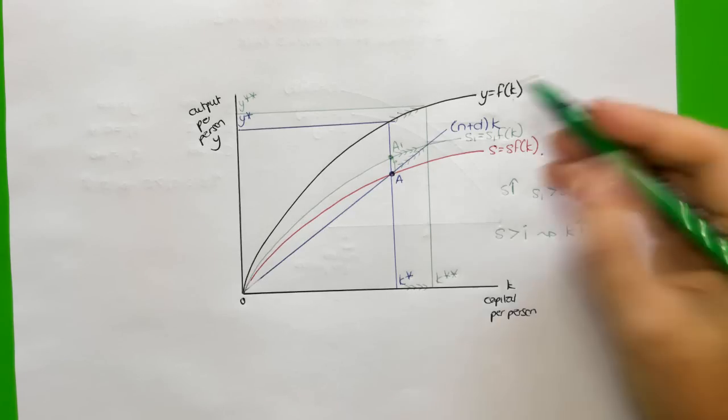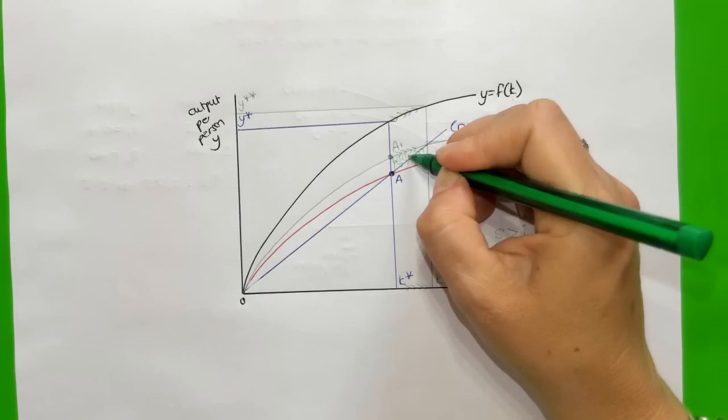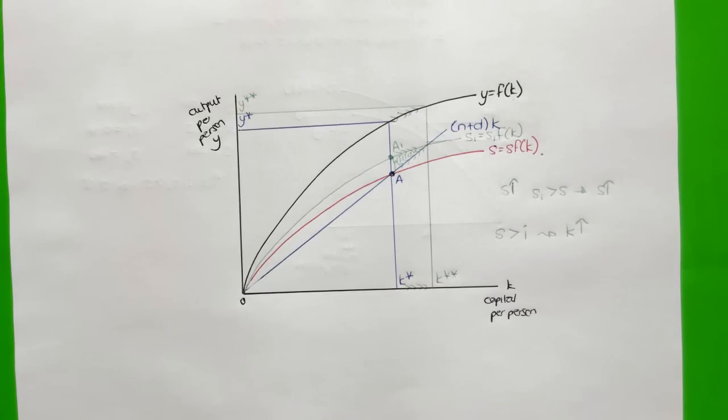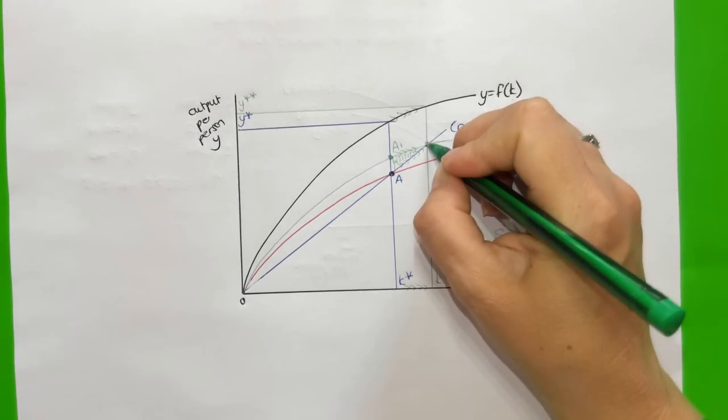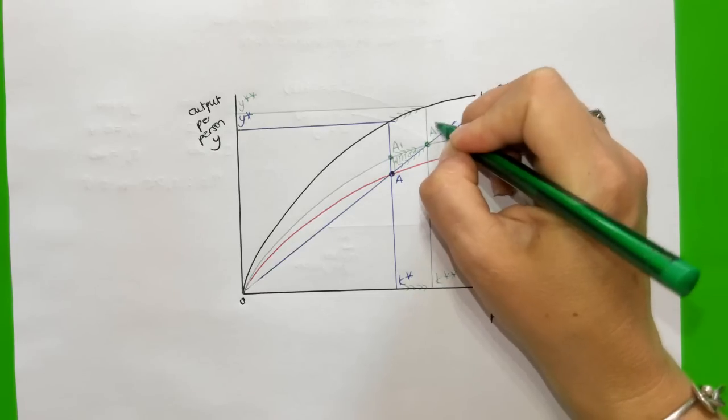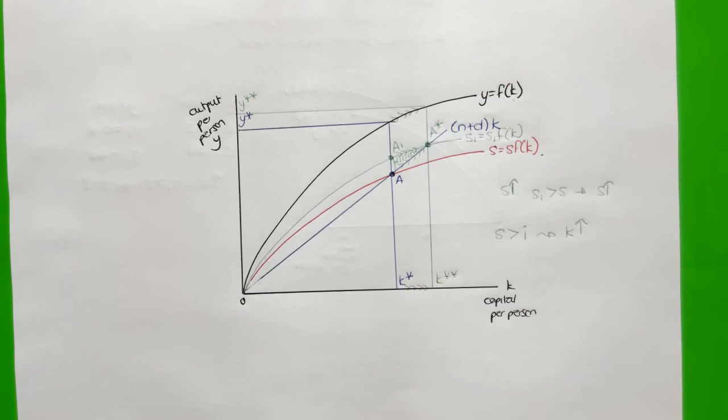What this means is that the gap between savings per person and investment per person will get smaller and smaller, until eventually a new steady state is reached, and let's call that A double star. So at this new steady state, what's changed? Well, at the new steady state, the amount of savings per person has increased in comparison to before. The amount of investment per person has increased in comparison to before.